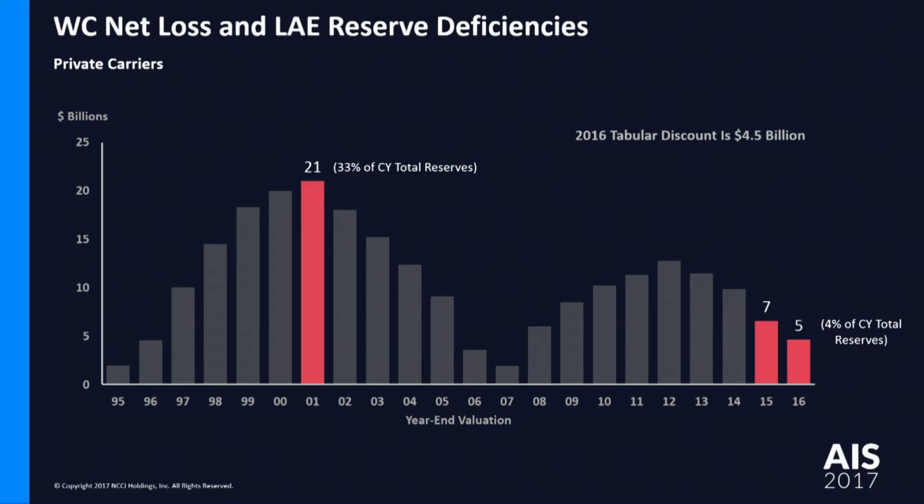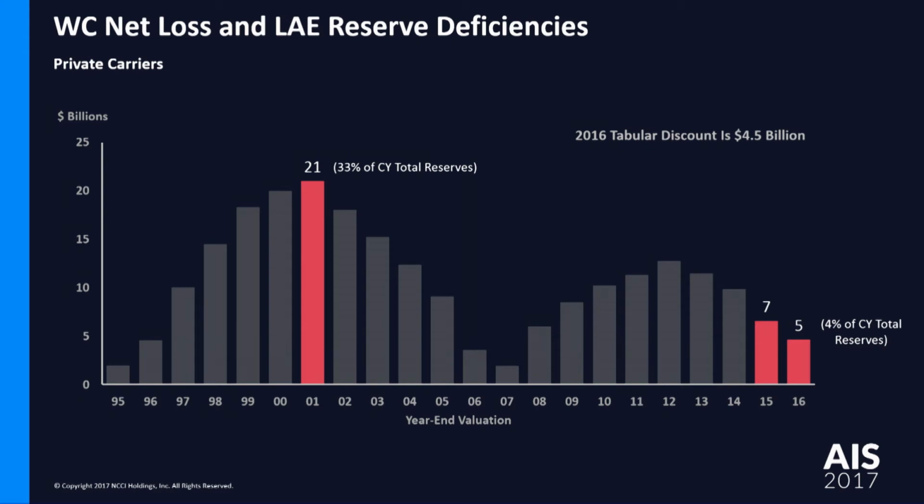Now, our estimate includes the tabular discount. That's the allowed reduction in reserves due to lifetime pension cases. Note that the tabular discount in 2016 is $4.5 billion of the $5 billion reserve deficiency. So net of the discount, that leaves little to no deficiency. Now, the current deficiency is about 4% of total reserves. And to put that into perspective, if you go back to 2001, the deficiency represented 33% of total reserves.